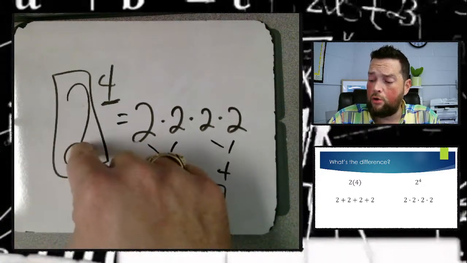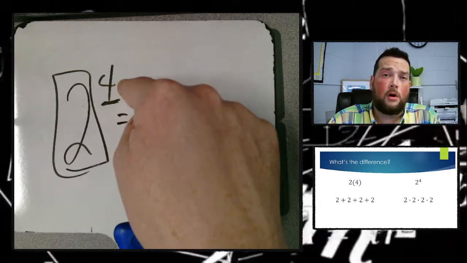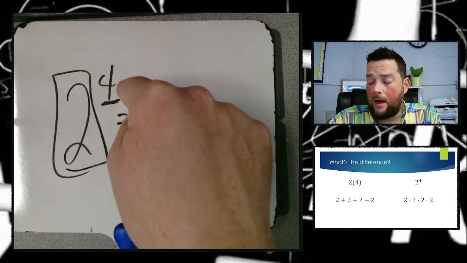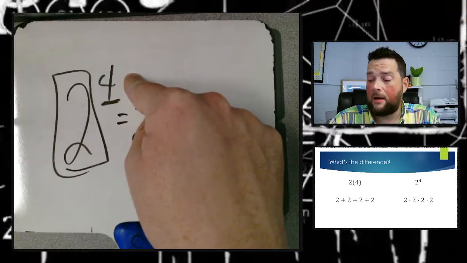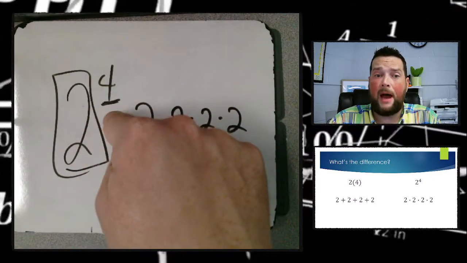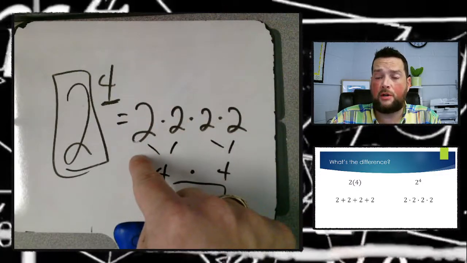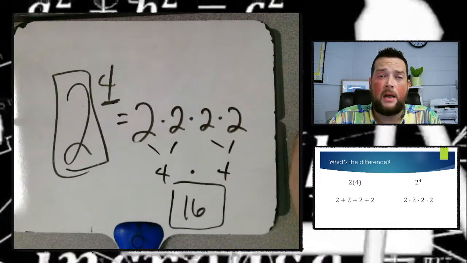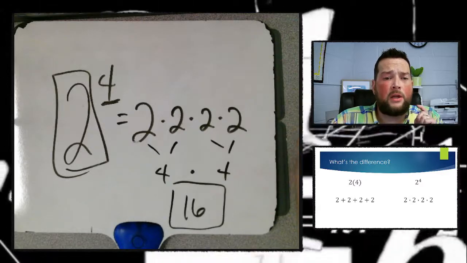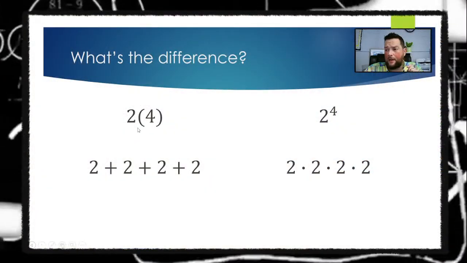So this 2 with a little baby 4 up to the top right is called an exponent. That's saying 2 to the power of 4. It's saying we're going to repeat this multiplication of 2 4 times. All right. So exponents are really just repetitive multiplication.